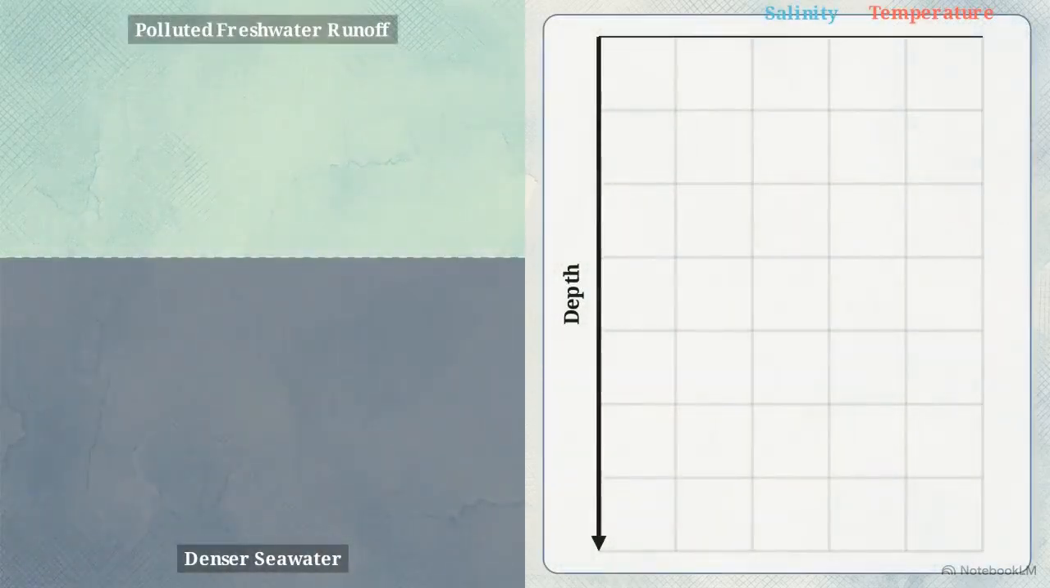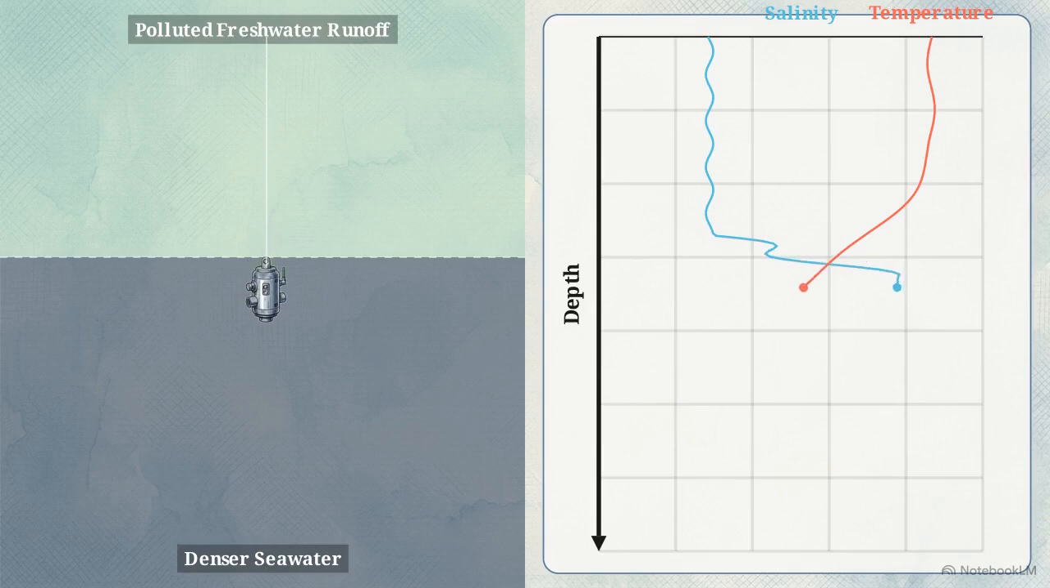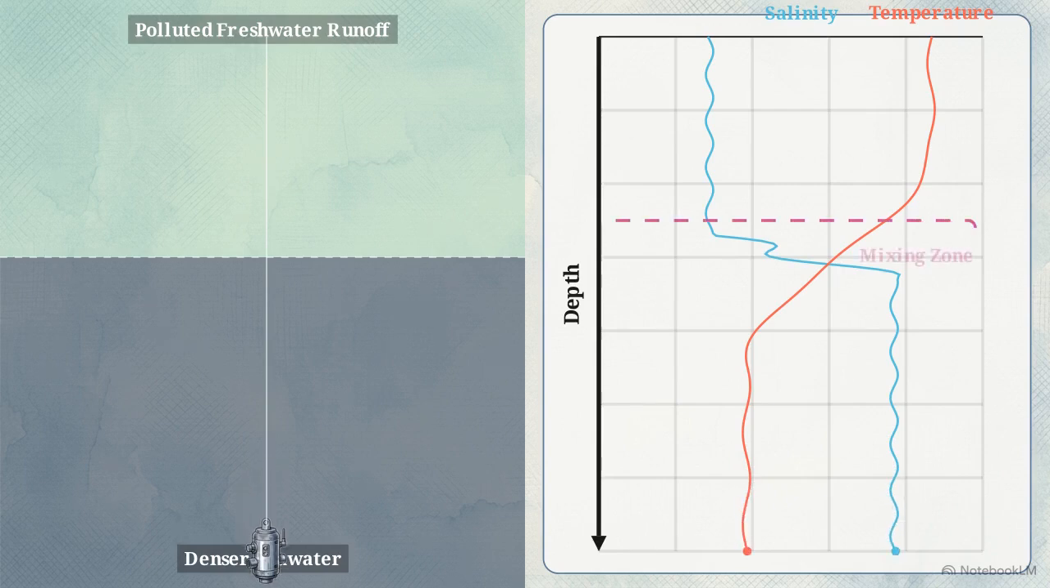This cross-section illustrates the CTD Profiler. Descending, it plots real-time 2D graphs, tracking depth against temperature and salinity. The conductivity sensor measures precise salinity levels. Mapping these gradients identifies exactly where polluted freshwater runoff mixes with denser seawater.